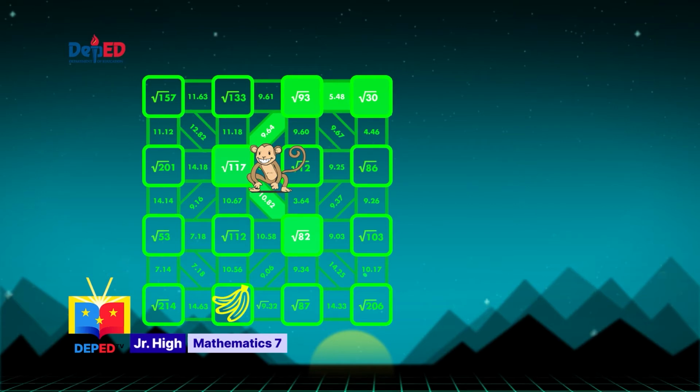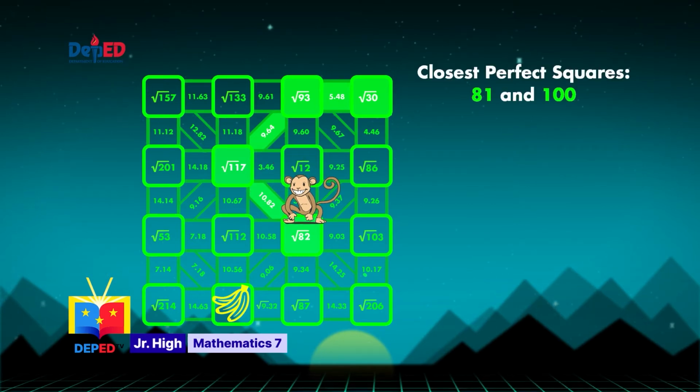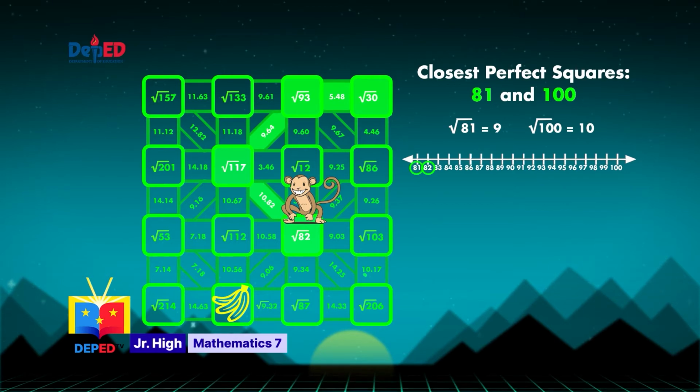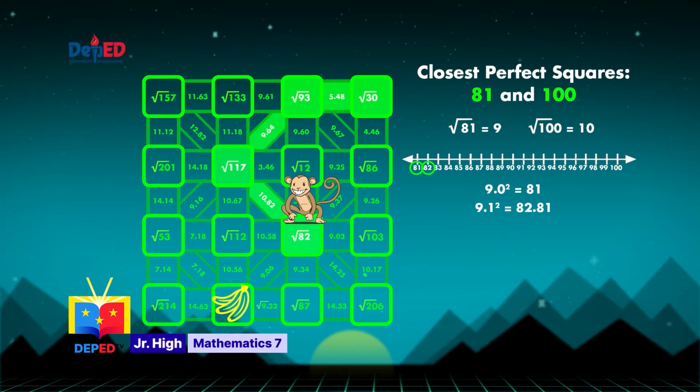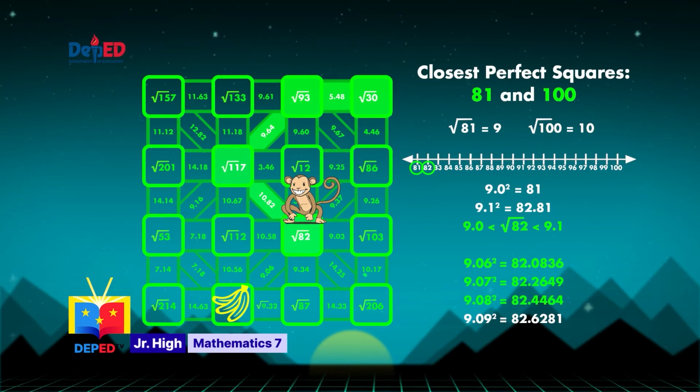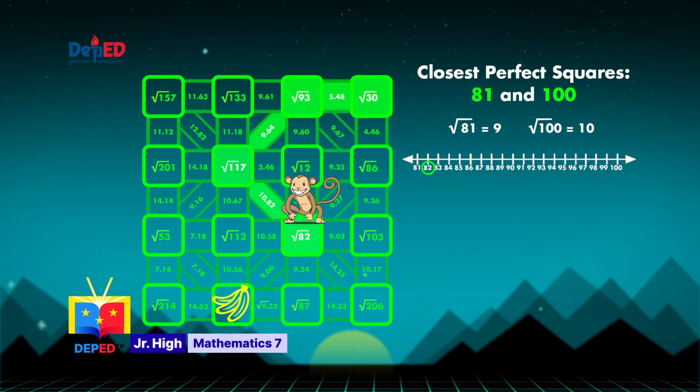Next is the square root of 82. 82 is closest to 81 and 100, whose square roots are 9 and 10 respectively. We know that 82 is much closer to 81, so its square root must be closer to 9. Let's try to square 9.0 and 9.1. 9.0 squared is 81, while 9.1 squared is 82.81. So the square root of 82 must be between 9.0 and 9.1. Since 82 is closer to 82.81, its square root should be closer to 9.1. So that can be 9.06, 9.07, 9.08, or 9.09. If we square this, 82 would be closest to the value of 9.06 squared. Therefore, we will take 9.06.